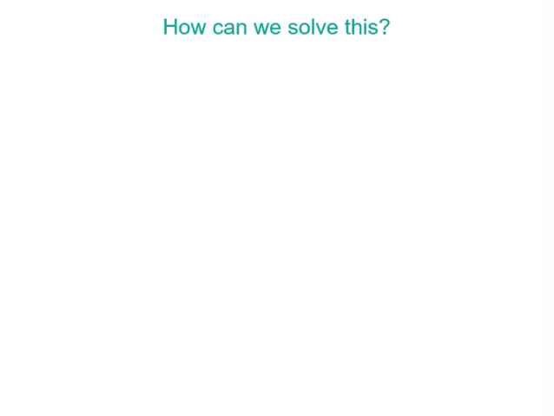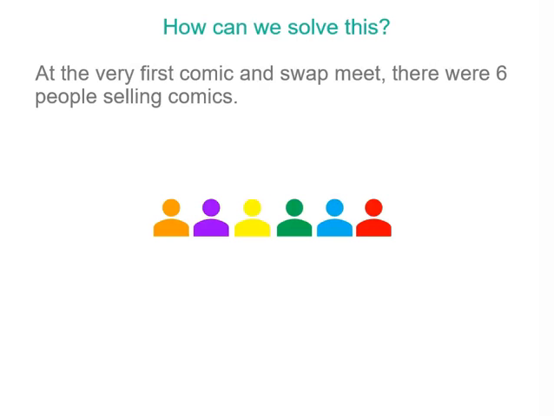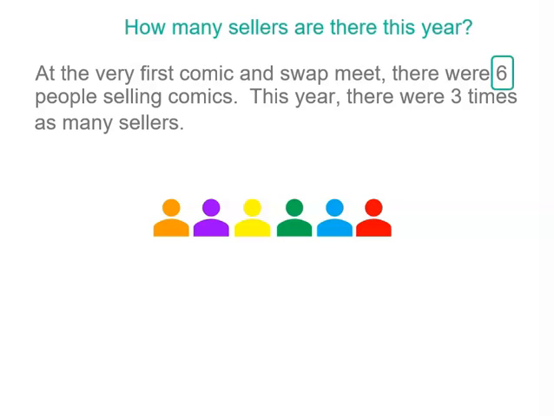Let's look for some clues in this problem. At the very first comic and swap meet, there were 6 people selling comics. This year, there were 3 times as many sellers. So what is the problem that we've got? Well, we need to find out how many sellers there are this year. We knew there were 6 people at the first comic and swap meet. This year, there were 3 times as many as the original 6.